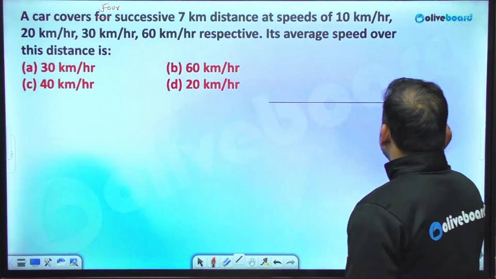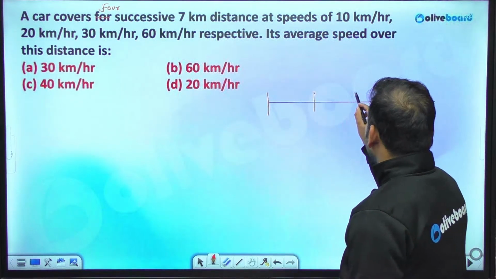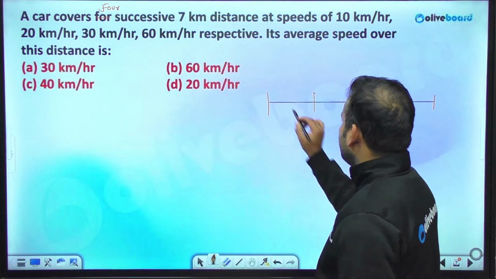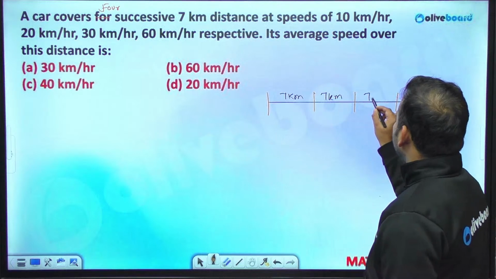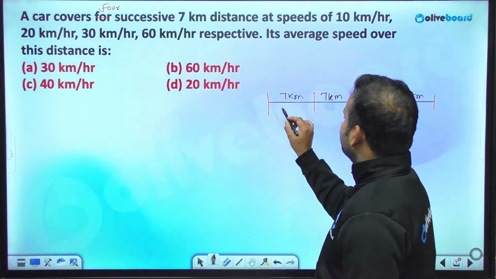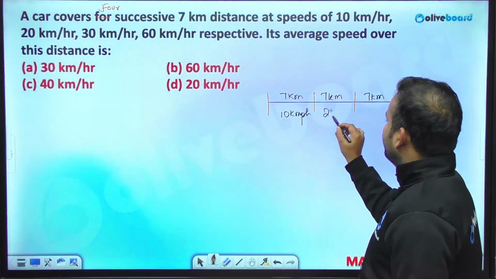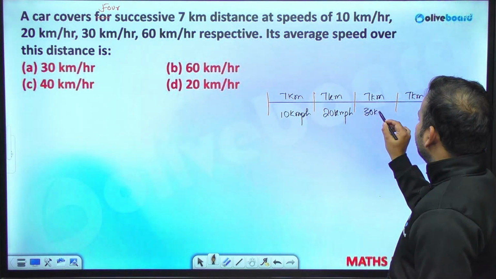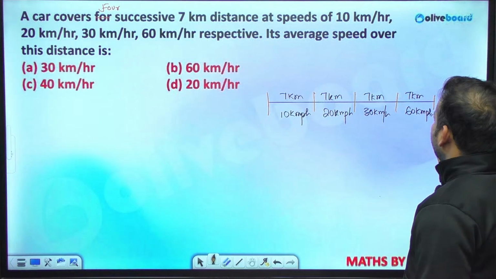See, this is the entire length of the journey. This entire length of the journey is being broken into 7 km each. That is 7 km, 7 km, 7 km and 7 km. And what about the speed? The speed of the first instance is 10 km per hour. The next 7 km was covered at 20 km per hour. Now it was covered at 30 km per hour. And the last was covered at 60 km per hour. We are here to calculate the average speed of the journey.